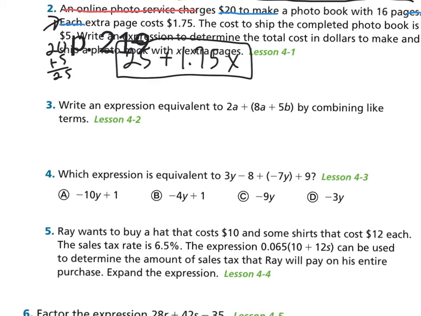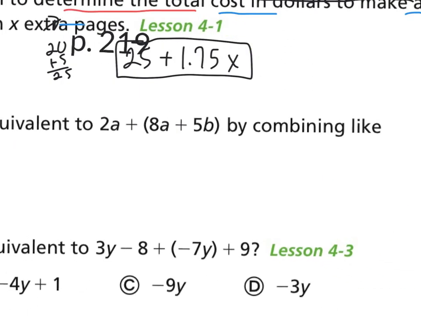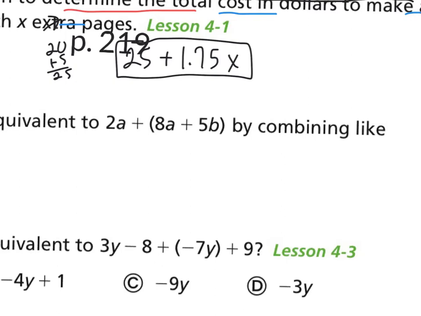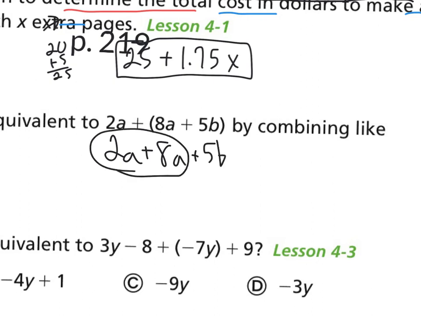Number 3, they want an equivalent expression to that by combining like terms. Notice the addition sign in between with the parentheses here. So this is not distributing. So really they didn't even need the parentheses on this problem. We're just combining like terms. So 2a plus 8a would be 10a plus 5b.